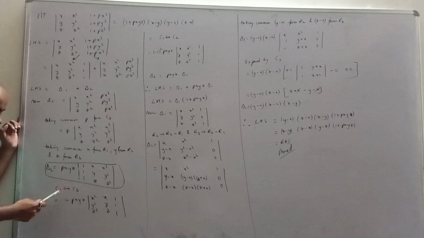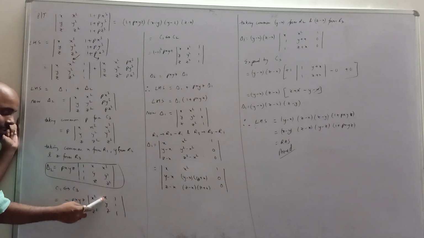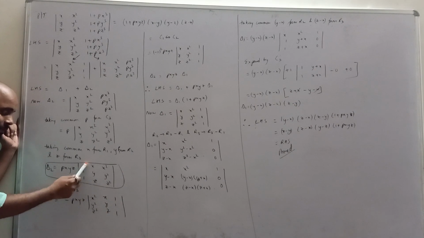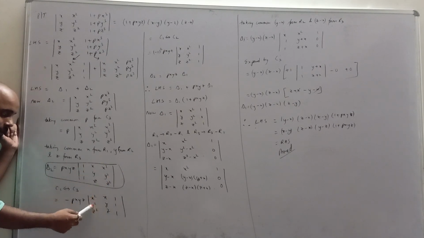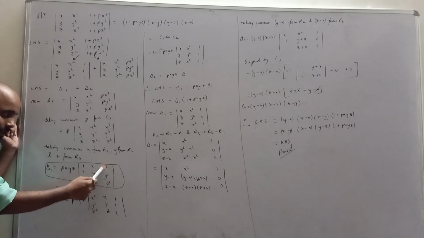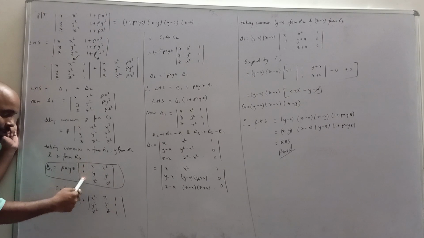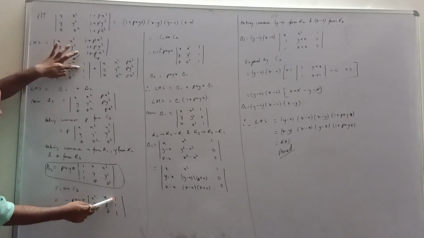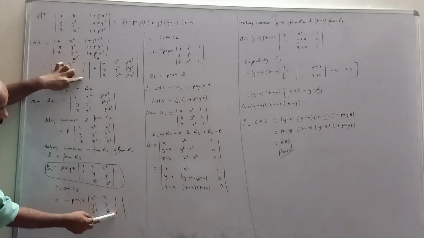property of interchanging. C1 interchanges with C3. That means I am changing C1 and C3. C2 will remain the same. Now in the place of C1 I am writing C3. See, this is C1, I am writing the elements of C3, and in the place of C3, I am writing the elements of C1. Now these two match, see. Del 1 also has C3 all 1, and here also we have 1.